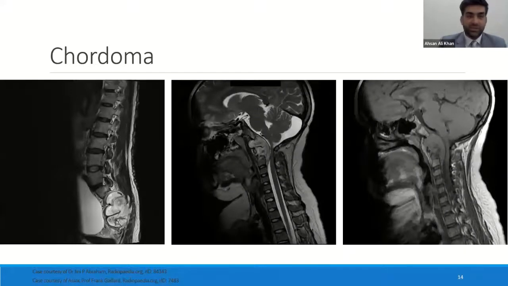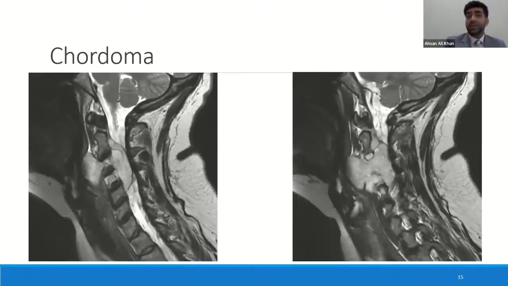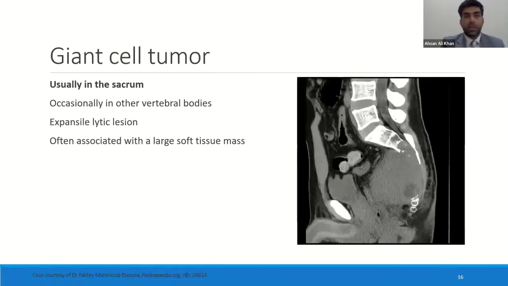Again, like I mentioned, chordomas can involve multiple vertebrae. Here, if you look, starting from C2 and going up to C5, there is also an anterior extension as well. Here, if you look at this scan, you can think of it as involving the transverse foramen as well. So it's kind of extensive. And again, on T2, you can see chordomas are very bright.